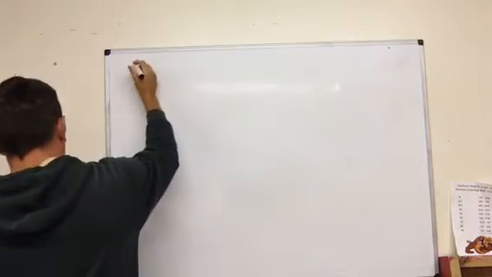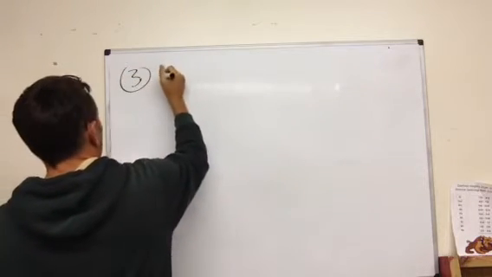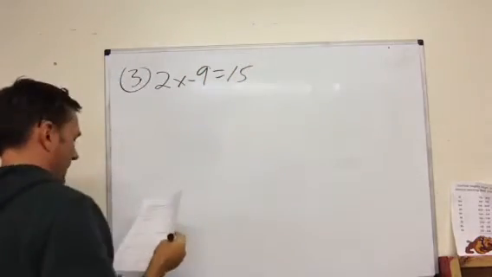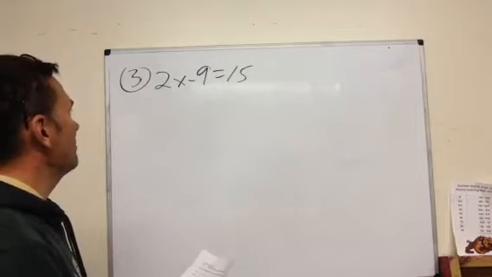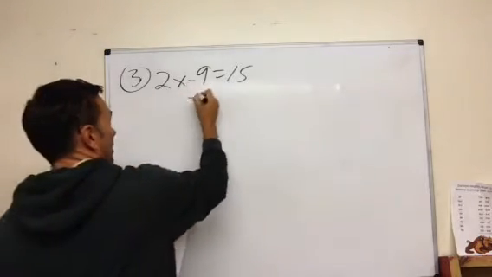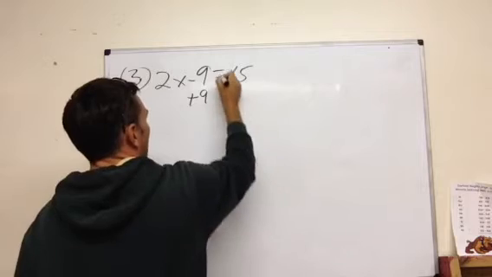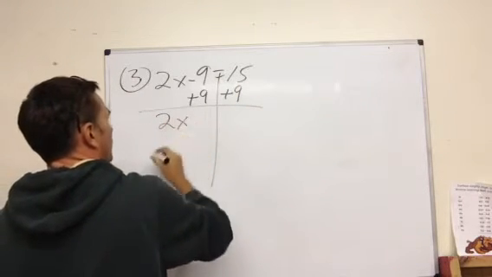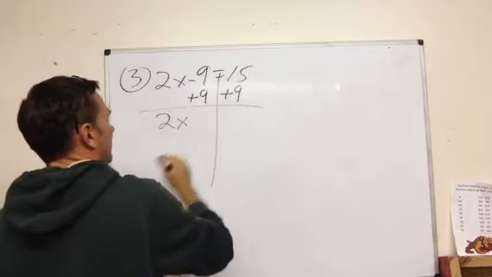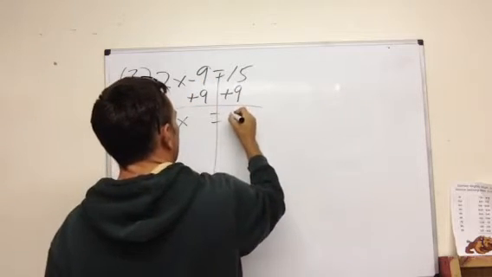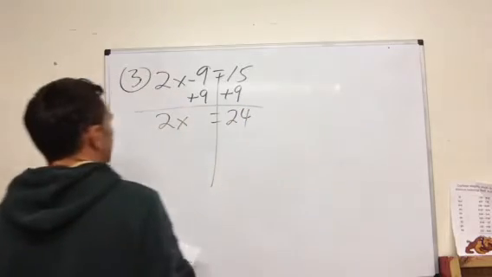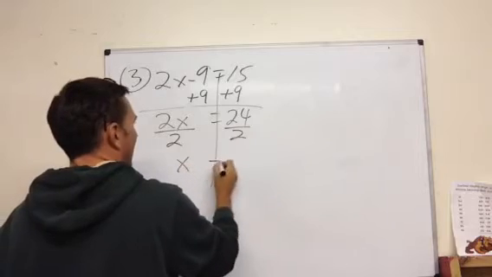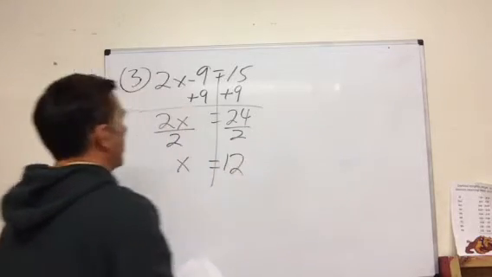Number 3, 2x minus 9 equals 15. Again, we're looking to add opposites. I see subtraction here. Add 9 to both sides. I'm left with 2x over here. Negative 9 plus 9, now we know that equals 0. 15 plus 9 is 24. Undo the multiplication by dividing. I get x equals 12.